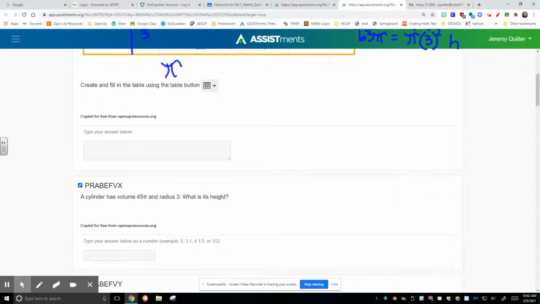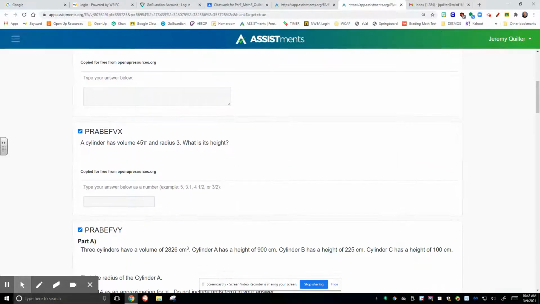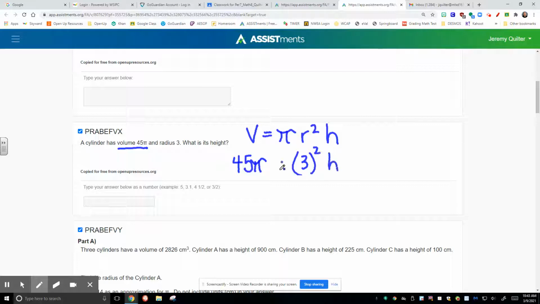When you're done with that, you're going to submit your answer right inside here. If we have a cylinder that has a volume of 45 times pi and a radius of 3, what is the height? Again, we're looking at the same thing. Substitution. Volume is equal to pi times the radius squared times the height. Take a look at what we know. I know the volume, so I can replace it with 45 times pi. I can replace radius with 3, and then all I have to figure out is h.